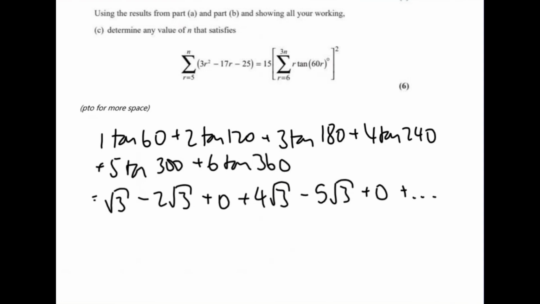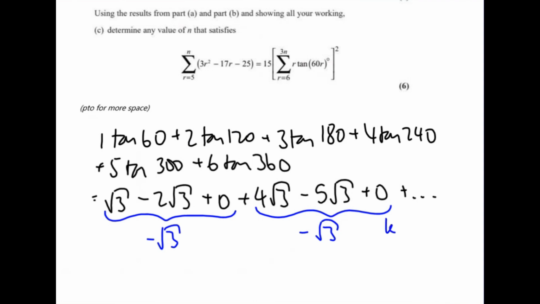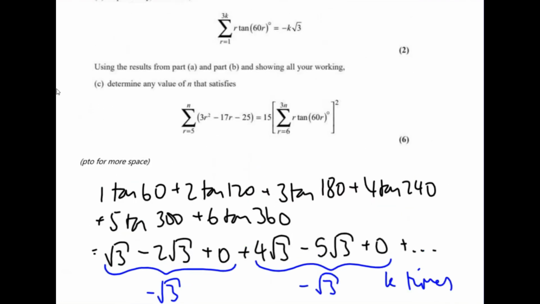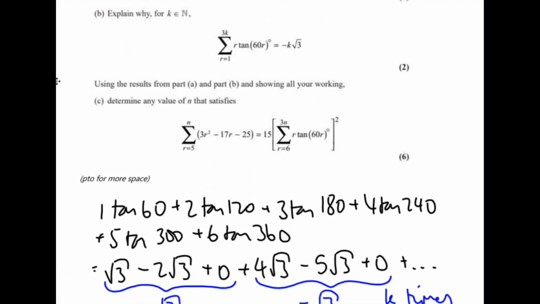The pattern emerging here: we've got root 3 minus root 3, 0, root 3 minus root 3, 0, times them by a bigger number each time. But notice each of these groups of 3 adds up to minus root 3. The series goes up to 3k, so there'll be k lots of these groups of 3, which gives you this minus k root 3. Writing out the first few terms is a good technique for series if you're not sure what's happening.